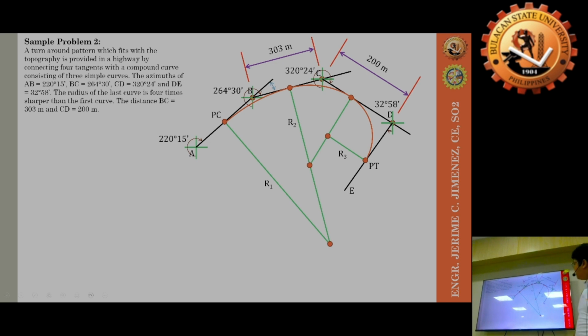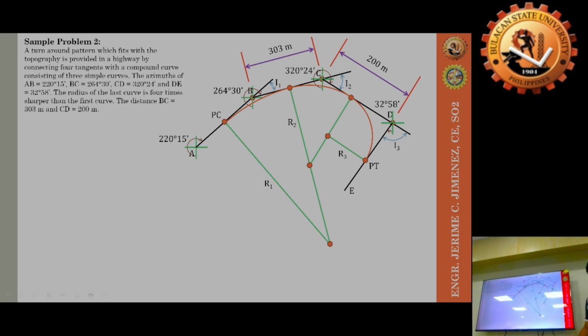So, yung I sub 1 natin, hanapin mo yung vertex of the first curve, ito yung magiging I sub 1. Okay, hanapin yung vertex ng second curve, which is ito, yung point C. That will be your I sub 2. Hanapin yung vertex ng third curve, which is yung point D. Yan naman yung I sub 3.